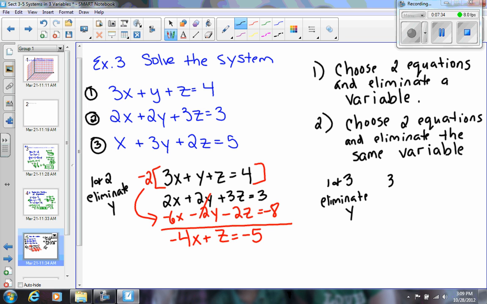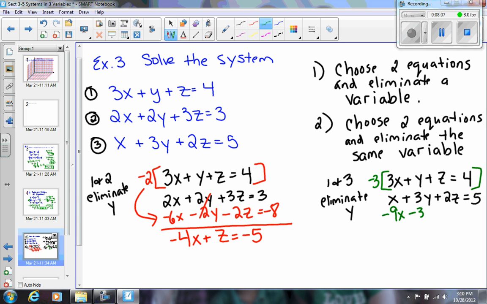So the first equation was 3x plus y plus z equals 4. And the third equation was x plus 3y plus 2z equals 5. So I'm going to take the top equation. Remember, I have to eliminate y. So I'm going to multiply by -3. Now, had I chosen to eliminate a different variable to start with in my first 2 equations, I'd be eliminating that same variable here. So if I write that beneath here, I have -9x minus 3y minus 3z equals -12.